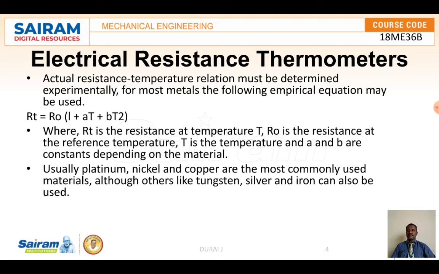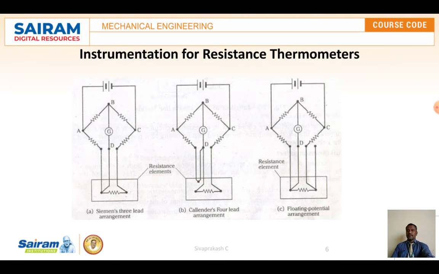Usually we use platinum, nickel and copper as the material, with their respective constants A and B, and although tungsten, silver and iron can also be used as the material. So this is the electrical resistance thermometer. Next we are going to discuss the instrument for resistance thermometer, like a Seebeck arrangement. These things we are going to see now.